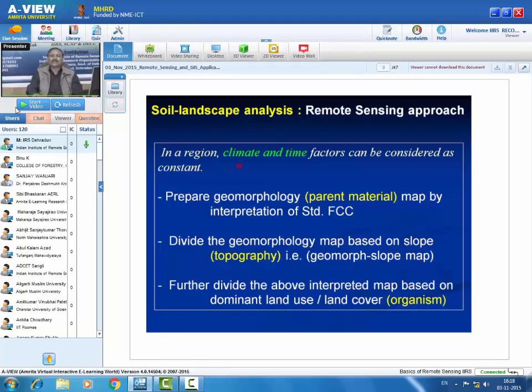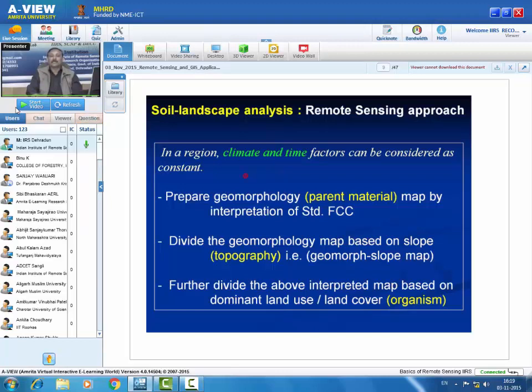So for it, you can consider climate and time. These two factors you can consider as a constant, which is not changing much, because here climate means major change, for example, arid climate, semi-arid climate, tropical climate. So if the area is not very large, you are not going for regional mapping, you can consider climate and time as a constant for the time being. Then there are only three factors left which are governing variability of soils in your area.